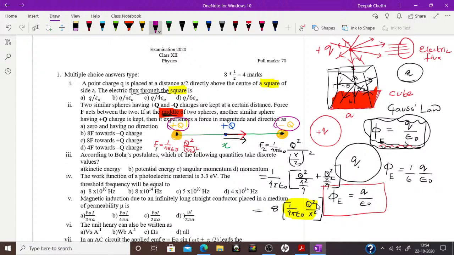And what is that? That is F. It's given in the question. The force between plus q and minus q is F. So instead of this I can write 8F, right? Okay, so the answer will be 8F and towards the negative charge, right? Because you can see, look at both the arrows, they are going towards the negative charge minus q. So that's the answer. Is it clear?